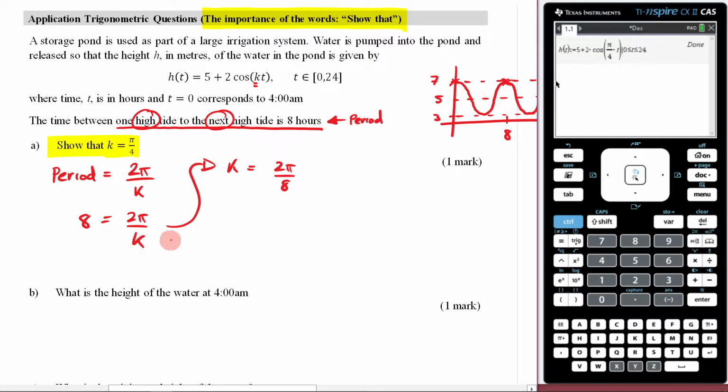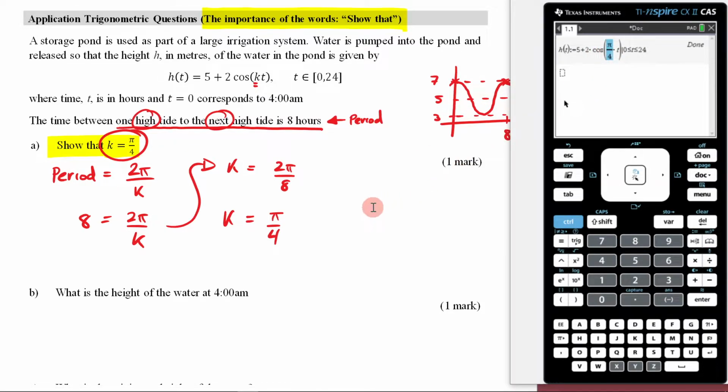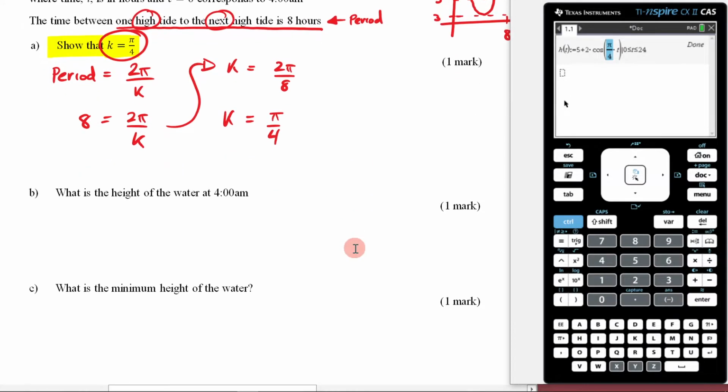So I'm just rearranging there for k. Therefore, k is going to be equal to pi on 4. And I've shown it. But if you can't do that, that's fine, because as I said, you can just put pi on 4 in there straight away. That is the important lesson, everyone. Hopefully everyone heard that. Okay, we continue.